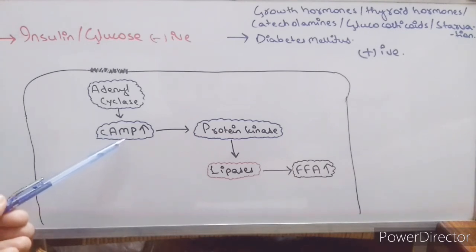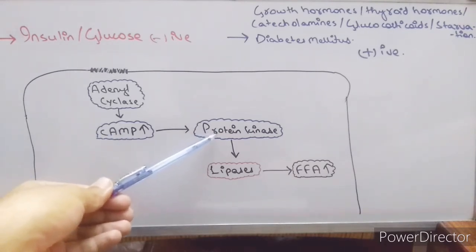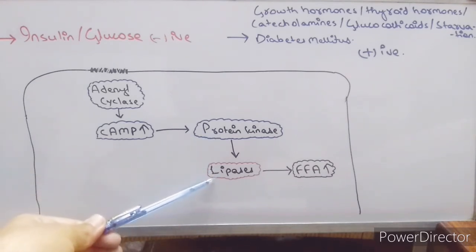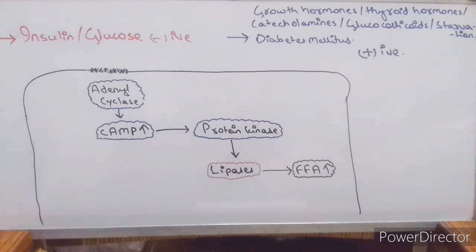This cyclic AMP in turn activates the protein kinases present inside the cell. These protein kinases further phosphorylate certain lipase enzymes in the cell. These lipase enzymes, once phosphorylated, become activated and start the breakdown of cellular lipid, and hence the free fatty acid concentration is increased. So this is how insulin, glucose and other molecules increase or decrease the plasma free fatty acid concentration. They actually involve interaction with the adenyl cyclase enzyme.